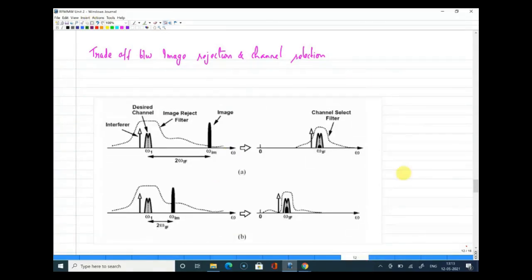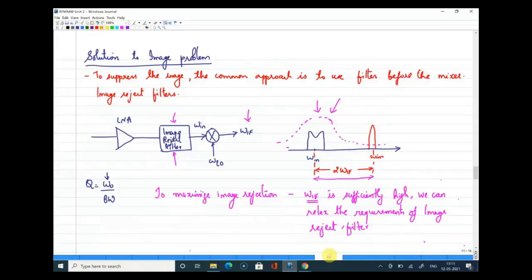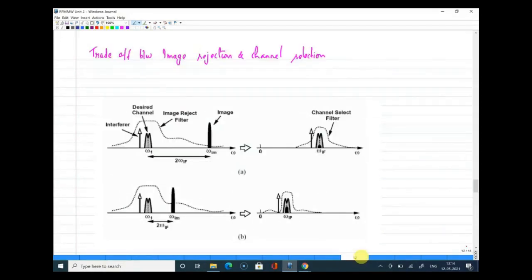All right. So what I was telling is, you have two filters. One is the image reject filter and another is the channel select filter. So where is the channel select filter coming in? The place of the channel select filter is somewhere here. This is the low pass filter which we call the channel select filter. This is omega IF. All right. Now let us try to understand the trade-off here.